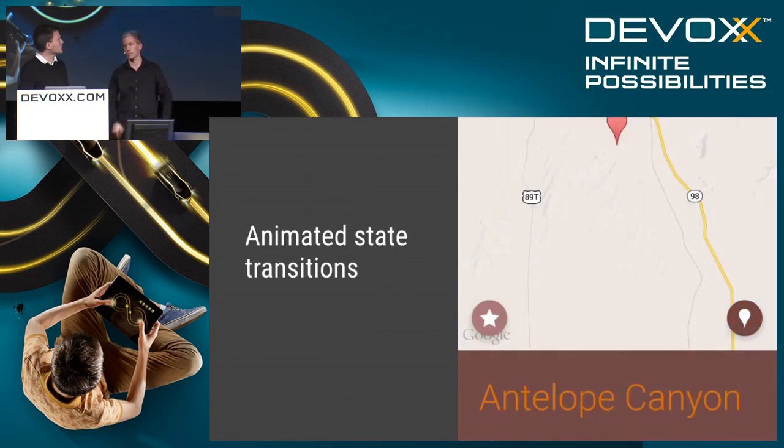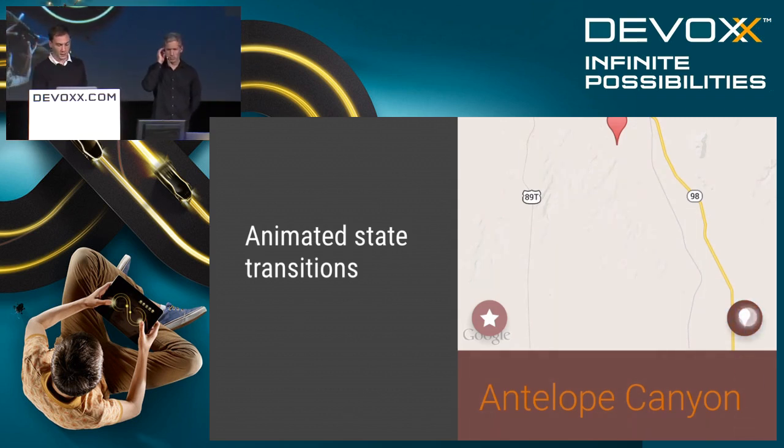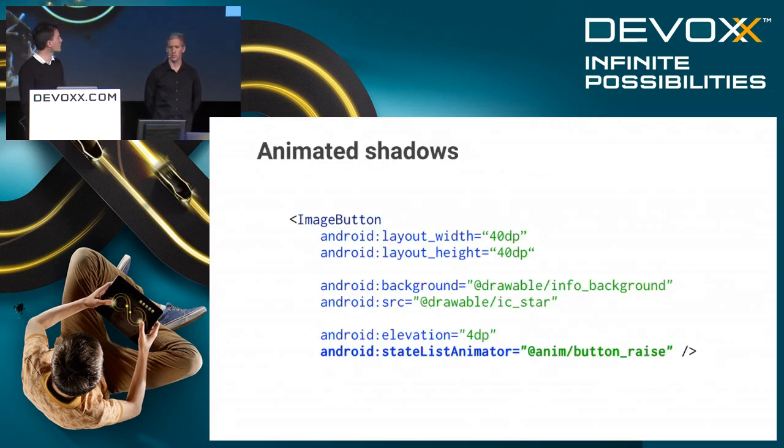So here you can see a little example of an animated state drawable. If you look at that button on the right, that little fab, I guess, if you look very closely underneath, there's a drop shadow, and when the finger is pressing the button, the shadow grows as the elevation is animated. It's usually a very subtle effect, and here's what the implementation looks like.